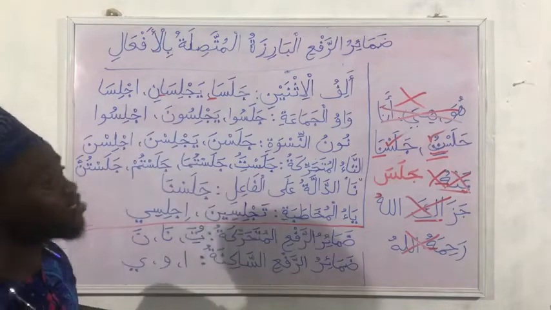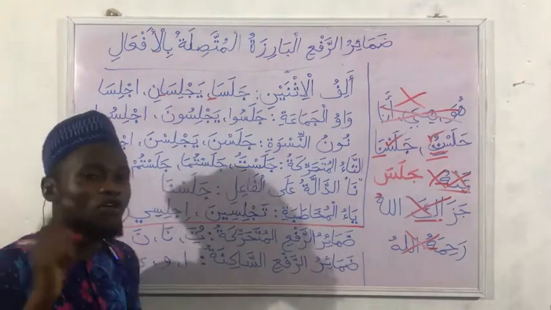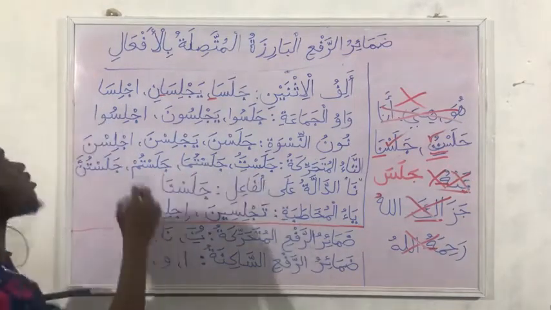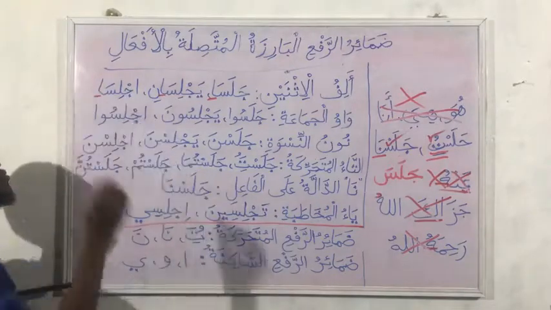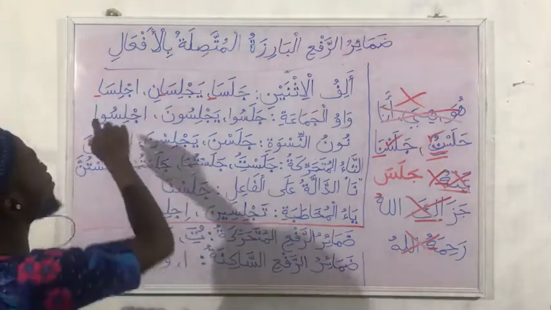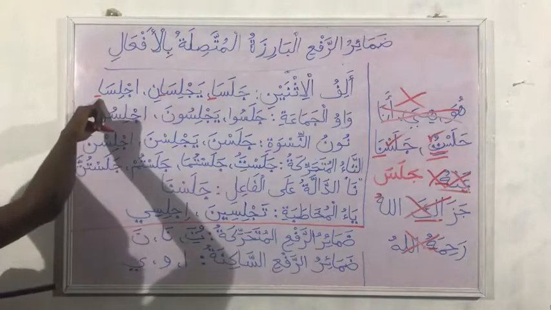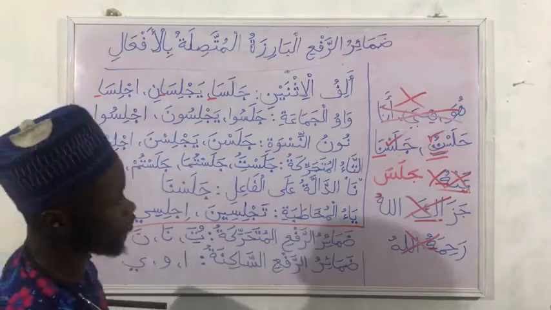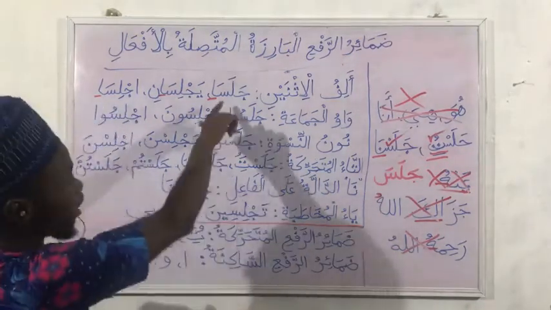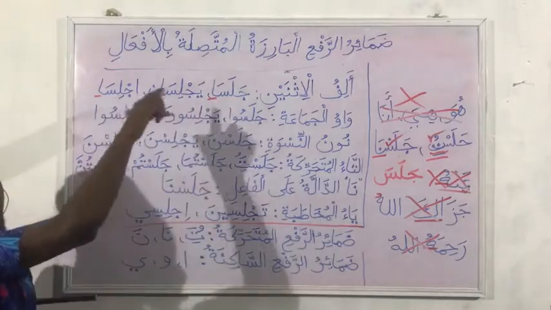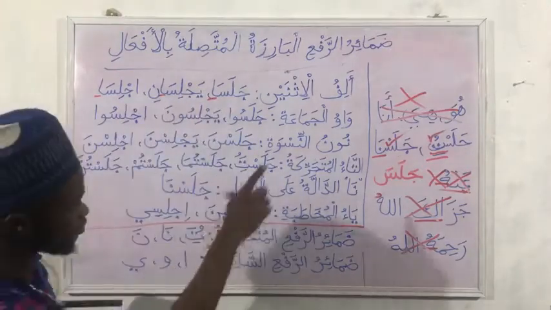This is the pronoun. Don't forget they are in what? Raf'u state. They are pronouns in Raf'u state. Then ijlisa for fi'l amr. For what? Fi'l amr. So the alif here is the alif al-isnain we are talking about. As you can see, they are all what? Connected to verbs, and they are in Raf'u state.